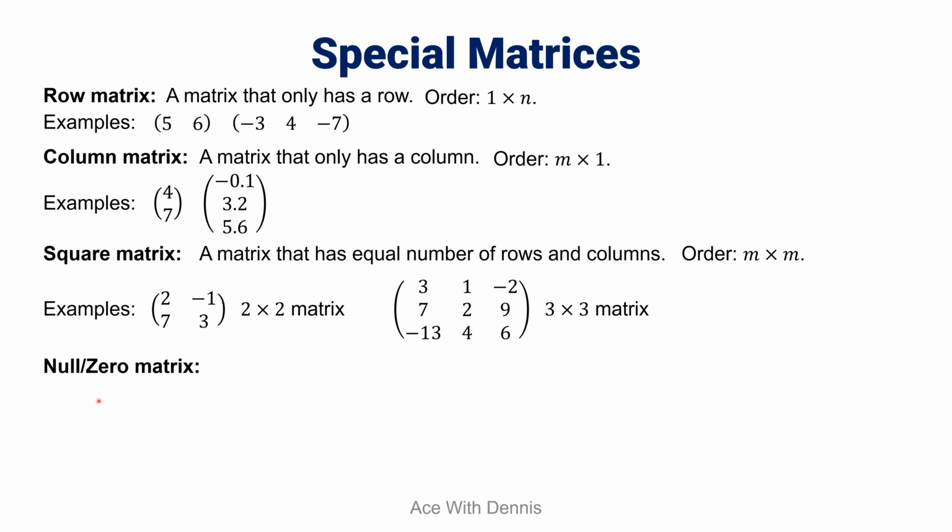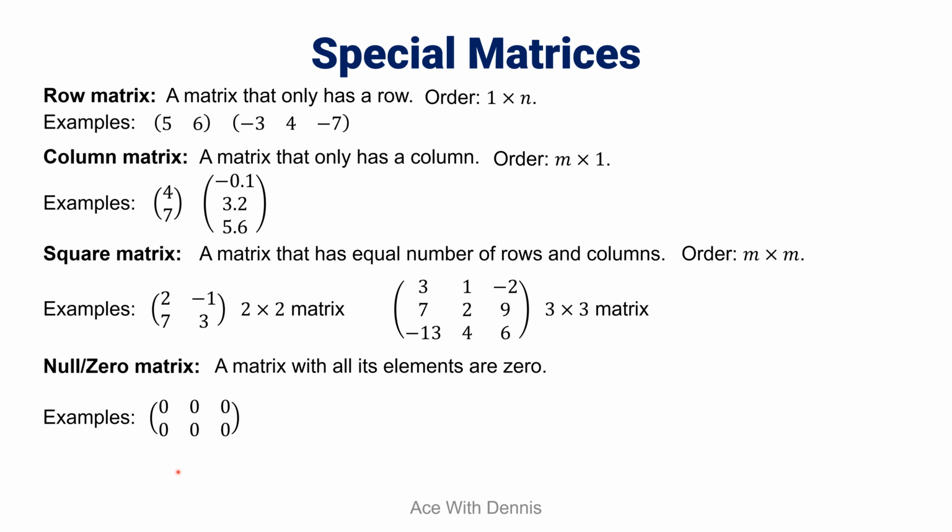Next, you should also know what a null or zero matrix is. A null or zero matrix is a matrix with all its elements equal to 0. Here are a few examples. This is the first example, a matrix of the order 2 times 3, where all elements inside are 0. Another matrix has 3 rows, 2 columns, and every element inside this matrix is 0.